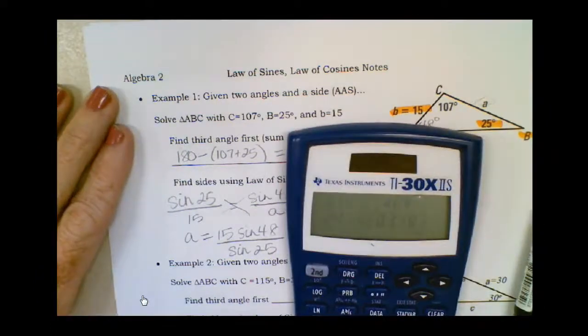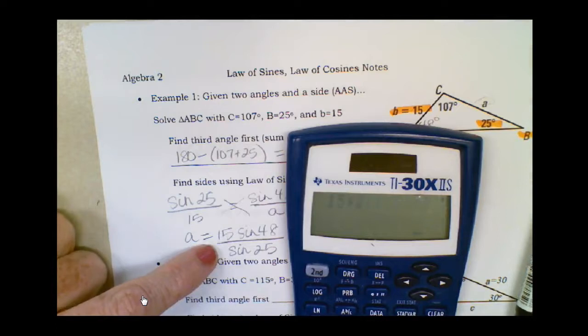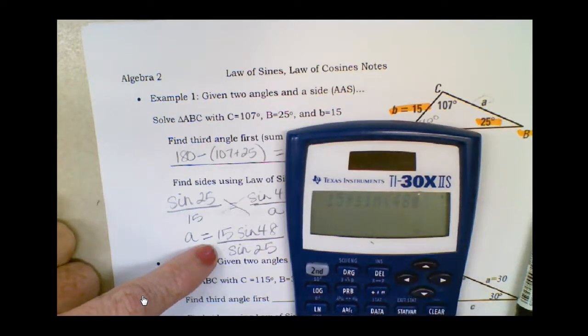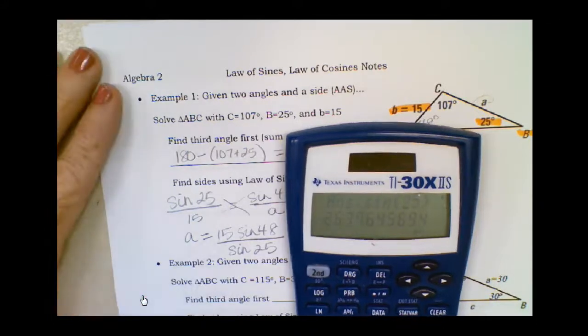So the way I'm going to enter it on my calculator is 15 times the sine of 48. See how it automatically opens up a parentheses? You need to remember to close that. Then I hit equals after that point, just to be sure. Then I divide it by sine of 25 and close the parentheses again. So I get about 26.3, 26.4.